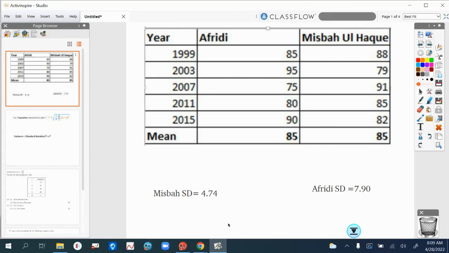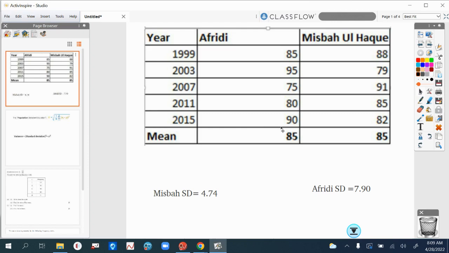Okay, so we are looking today at measures of spread, such as standard deviation, variance, range, which is the simplest measure of spread, and interquartile range. The most sophisticated of these is standard deviation.